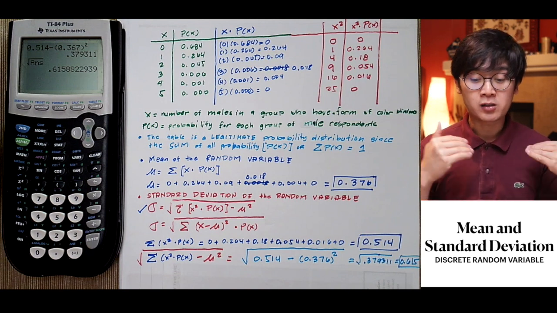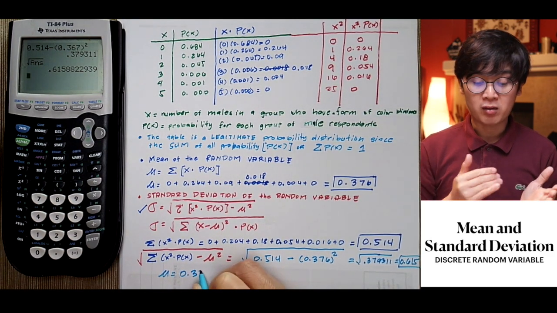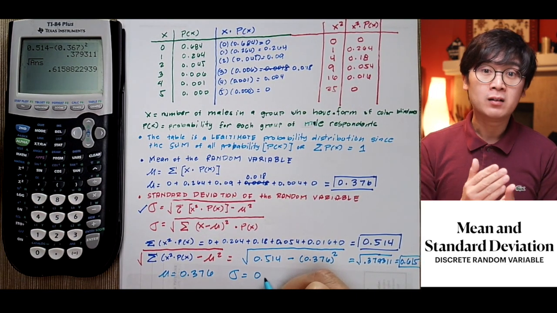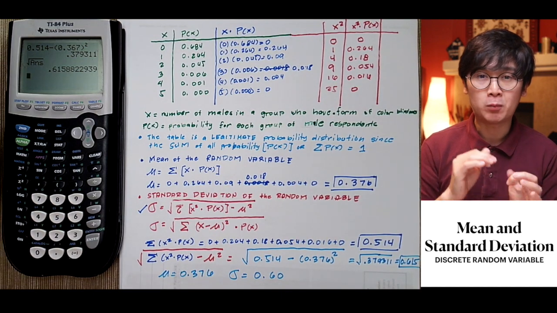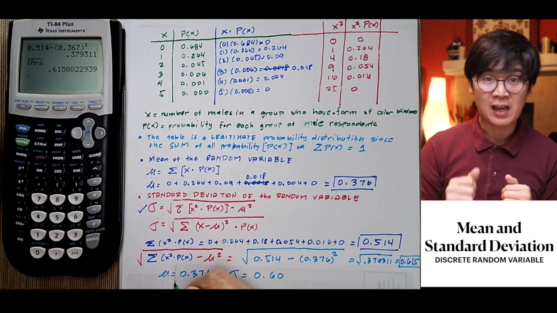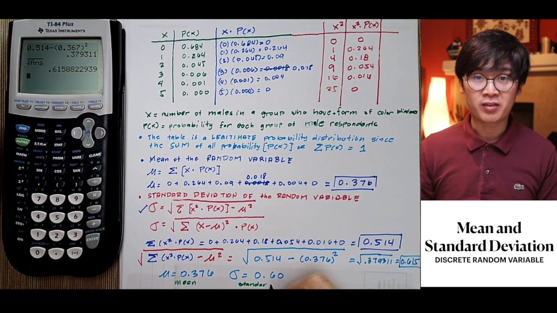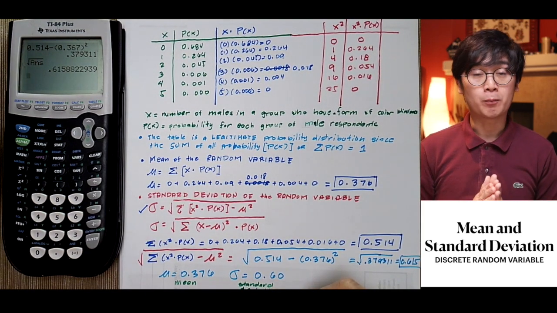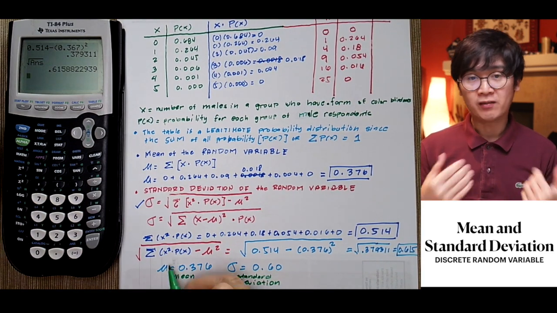So to sum this all up, the mean for our random variable is 0.376, which is the expected number of males in the group who would happen to have some sort of color blindness, and its standard deviation, or how it's dispersed on the normal curve, is 0.6. And this is how we compute for the mean and the standard deviation of a random variable.